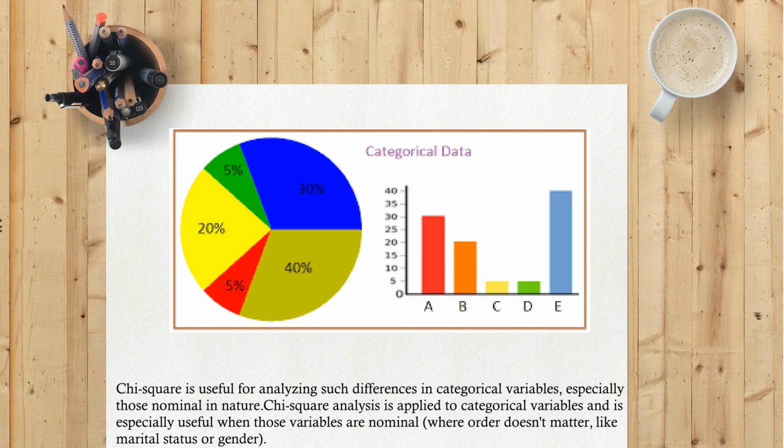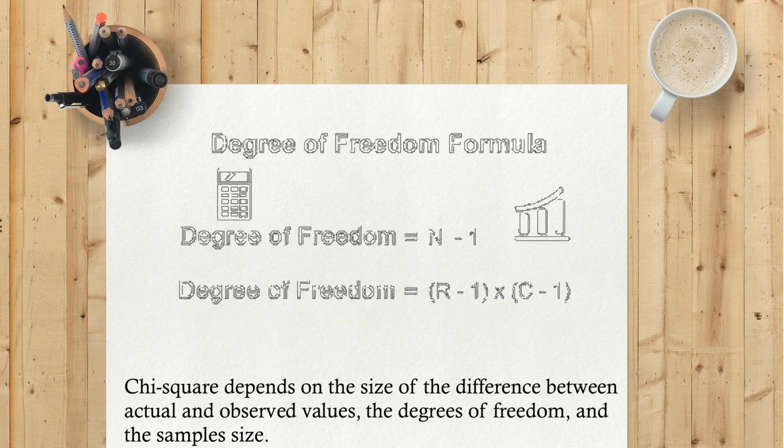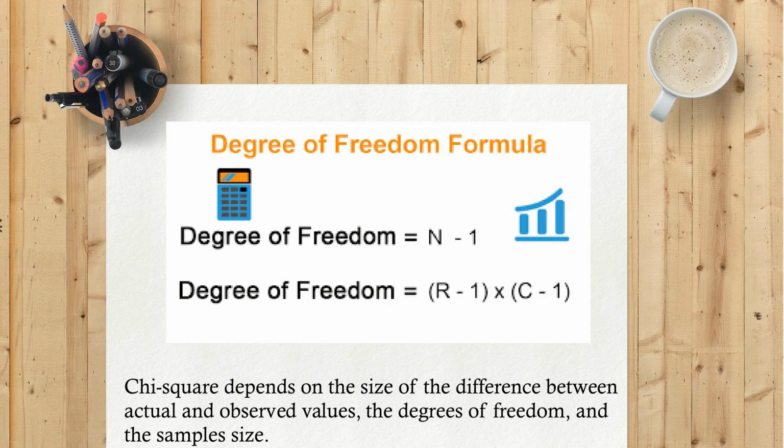Chi-square analysis is applied to categorical variables, and is especially useful when those variables are nominal, where order doesn't matter, like marital status or gender. Chi-square depends on the size of the difference between actual and observed values, the degrees of freedom, and the sample size.